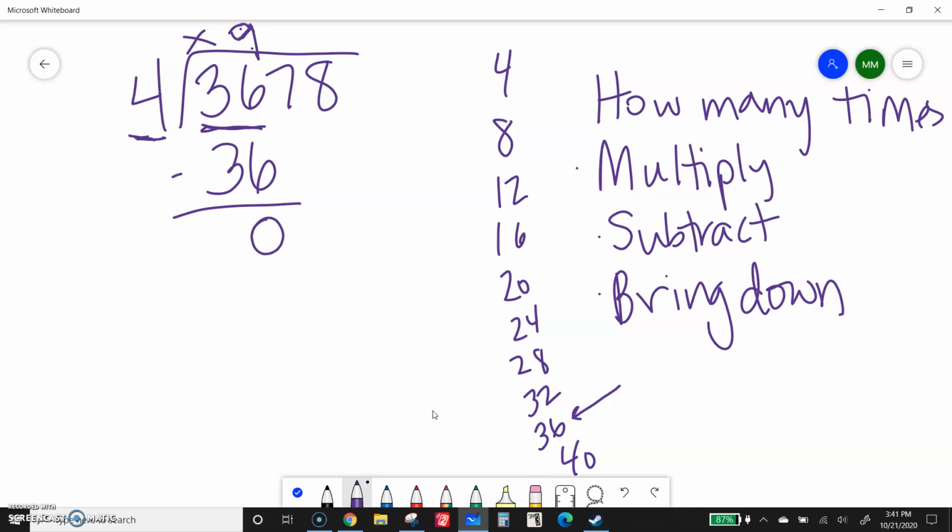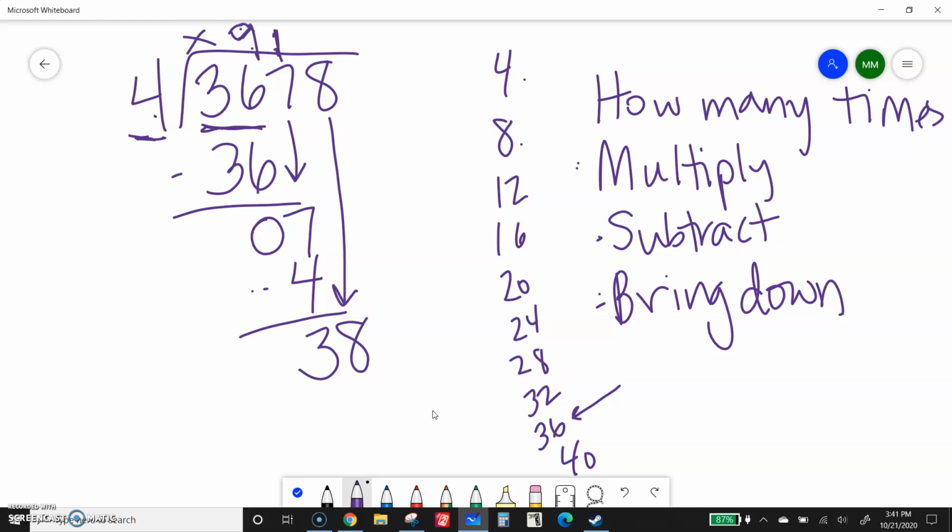Bring down is my next step. I just bring down that one next digit. I ask myself, how many times does 4 go into 7? If I go back up to the top, 8 is too big, so just that one time. Now I multiply. 1 times 4 is 4. Subtract. 7 minus 4 is 3. Bring down the next digit. I get 8. So now I have 38.